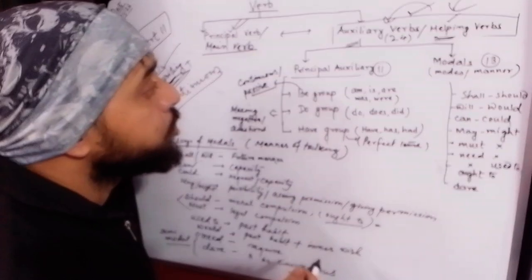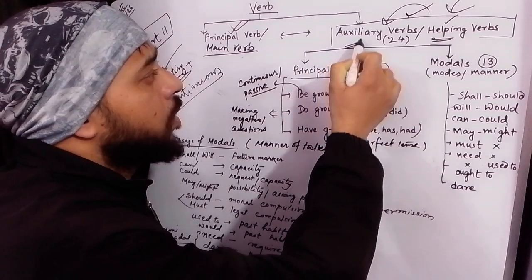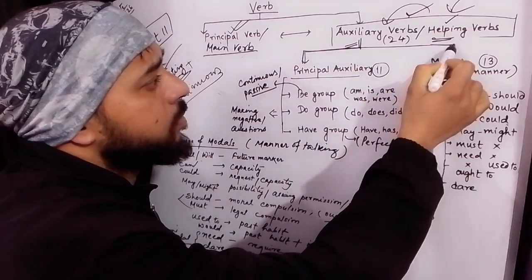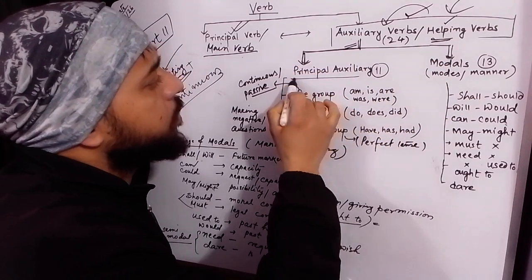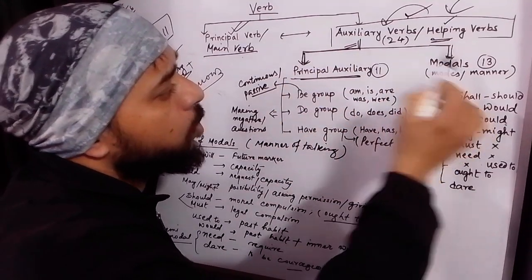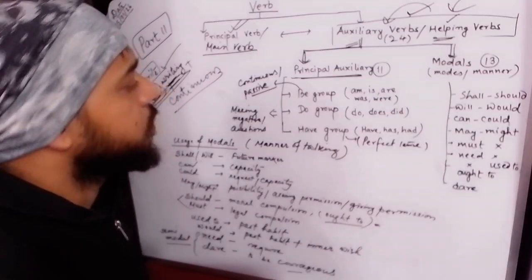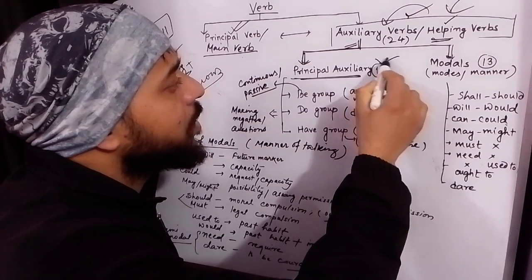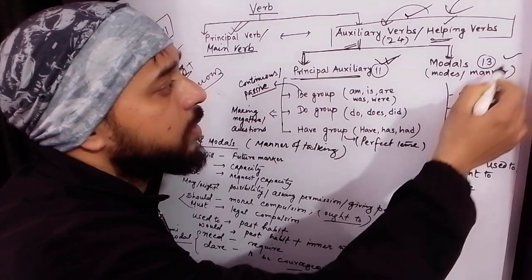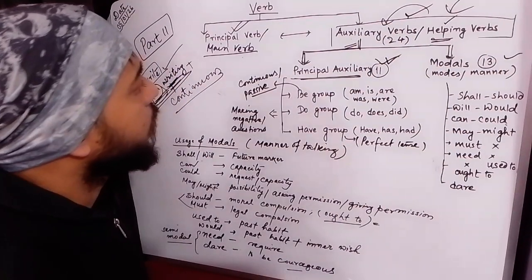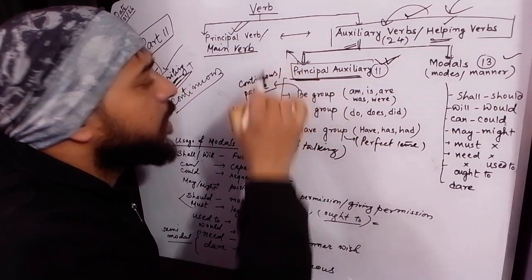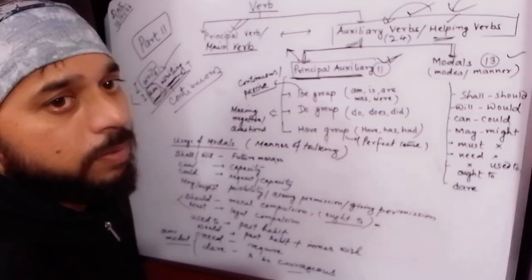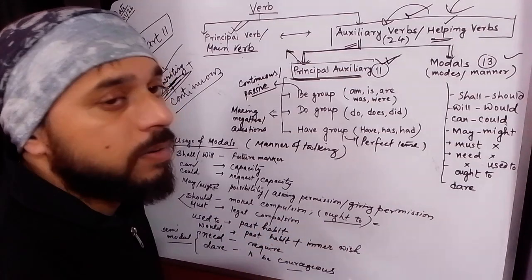That's all about it. Now, the categories: auxiliary verbs are of two types, principal auxiliaries and modals. Principal auxiliaries are 11 in number and modals are 13, total 24. Now, why are they called principal auxiliaries? Because they can play the role of principal verb to some extent.